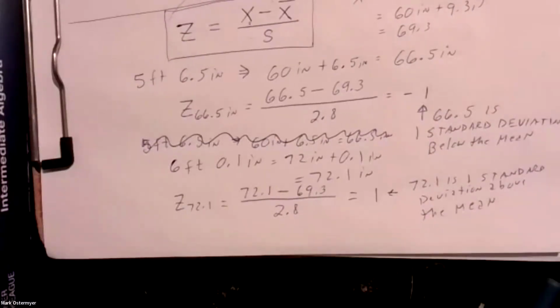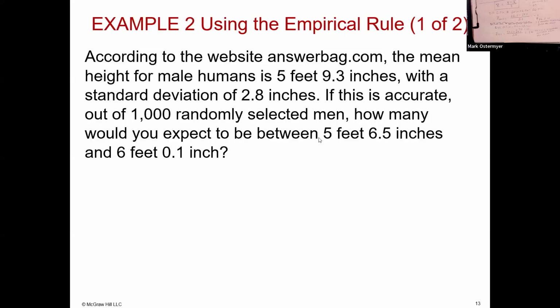Where did you get the 6 feet 1 inch at? All right, or, I mean 0.1 inches. That's coming from this word problem here. See it? This example 2. 6 feet, 0.1 inch.